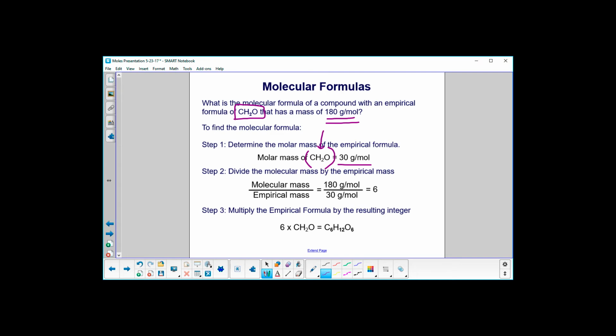Let's divide the molecular mass by the empirical mass. The molecular mass of this, that's what we have up here, is 180 grams per mole. Put that over there in the numerator. The empirical mass is 30 grams per mole. And we wind up with 6. So we now multiply the empirical formula by the resulting integer. So 6 times CH2O is C6H12O6.